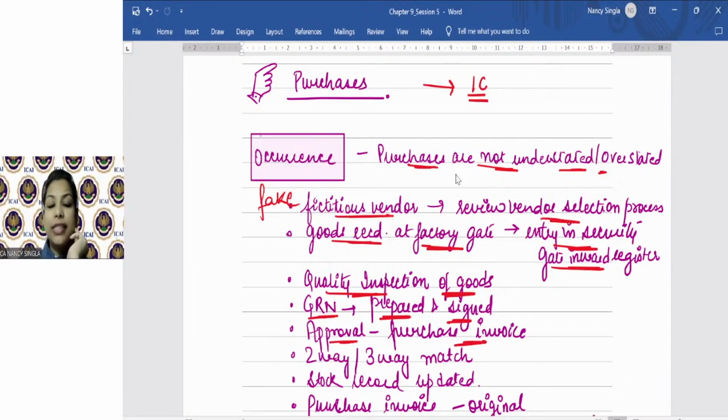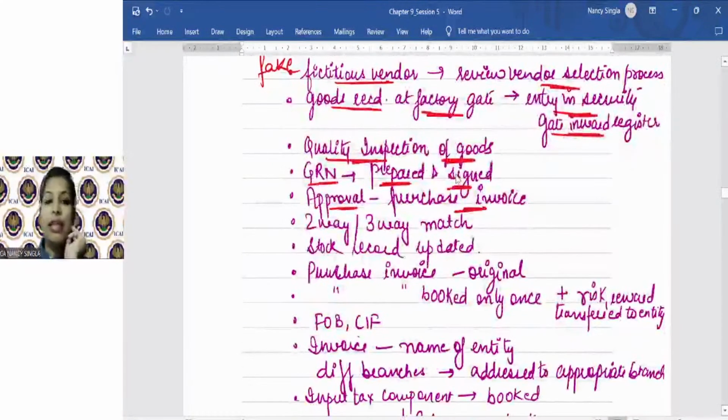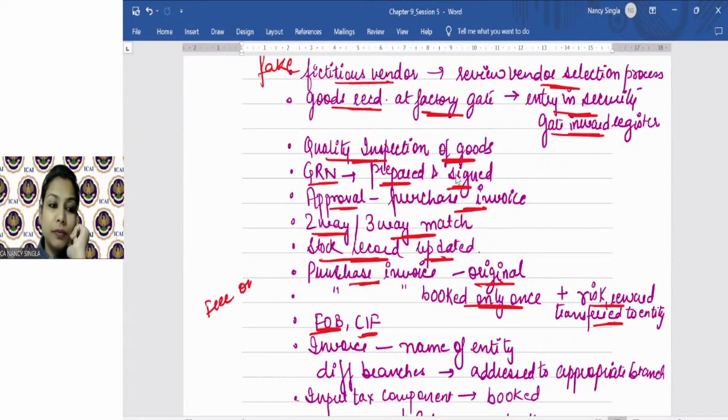अप्रूवल, परचेज इनवॉइस, दैट इज द बायर्स कॉपी ऑफ वेंडर्स इनवॉइस, सप्लायर्स इनवॉइस, उसको अप्रूव कौन करता है. टू वे थ्री वे मैच हो रहा है या नहीं. स्टॉक रिकॉर्ड अपडेटेड है या नहीं. परचेज इनवॉइस ओरिजिनल ही कंसीडर होता है ना, इट इज बुक्ड ओनली वंस ना, वंस द रिस्क एंड रिवॉर्ड हैज बीन ट्रांसफर टू द क्लाइंट. वेदर इट इज FOB या CIF, आपको पता है ना, ये फ्री ऑन बोर्ड या CIF. I hope you all are aware about it.